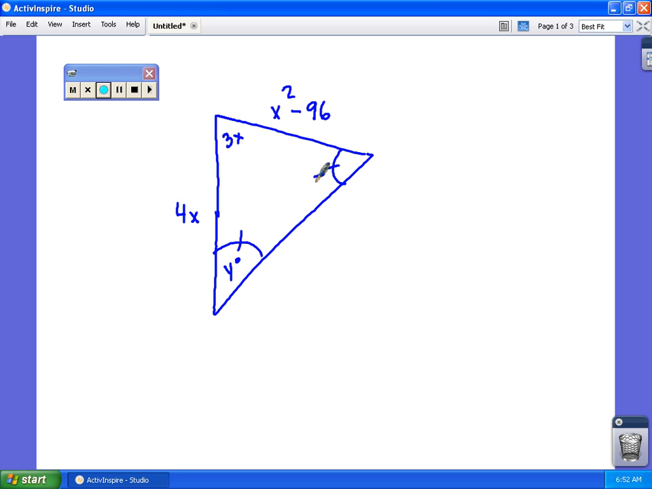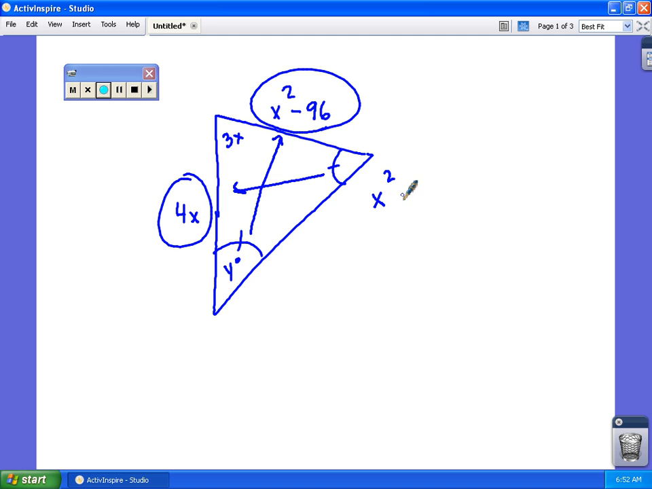But the equal angles correspond to equal sides. So this side and this side are going to have to be equal, and that's the equation that you're going to make. X squared minus 96 is equal to 4x. Now from here, since you have a quadratic, you want to move everything over. So I subtracted 4x on both sides. And now you have a quadratic equation.